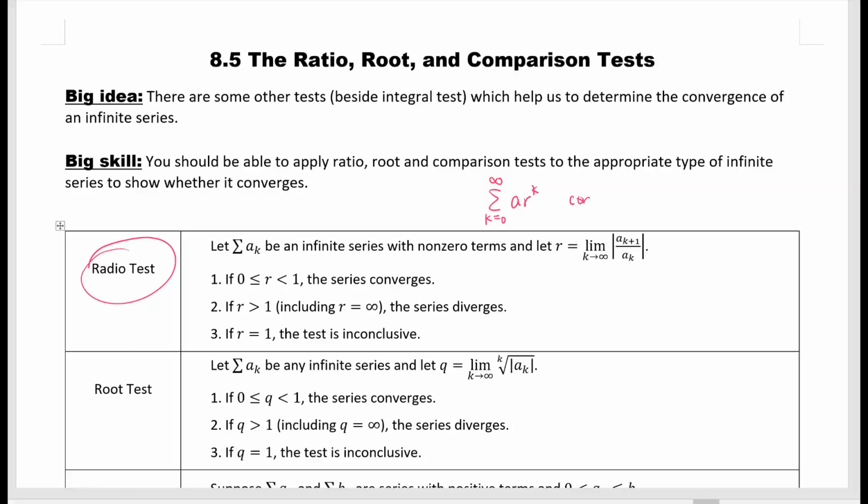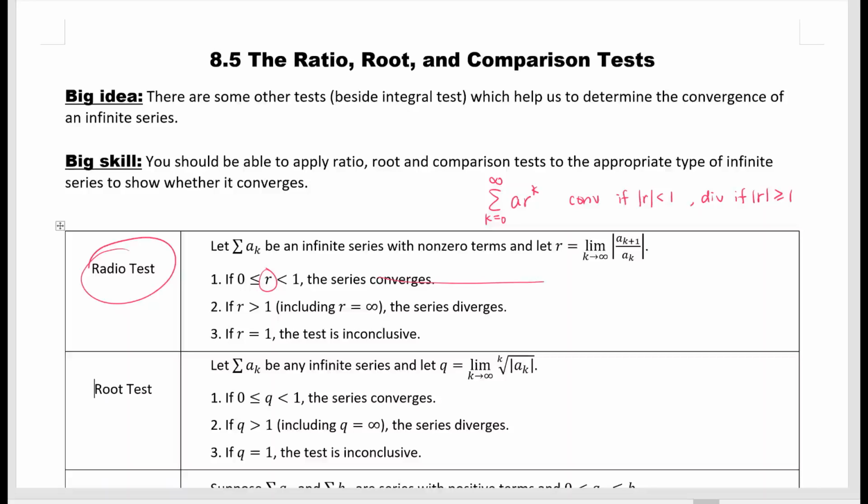Okay, a geometric series converges if the absolute value of r is less than 1, and it diverges if the absolute value of r is greater than or equal to 1. So this is very similar. If the ratio of two successive terms has the limit r, then at the end, it really looks like a geometric series, okay? So that's why, you realize that here, r is the absolute value, so it's always positive. And if r is less than 1, the series converges.